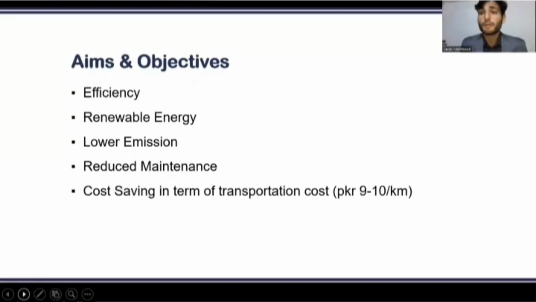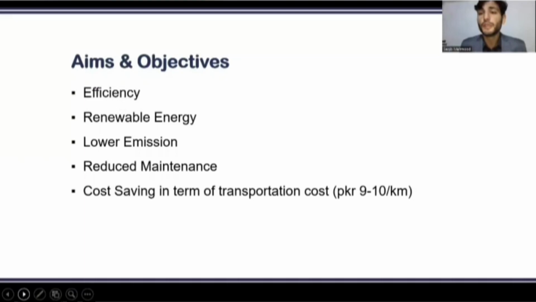The aim and objective of our FYP is that we want to make a motor that is more efficient and directly uses renewable energy, because we know that renewable energy from all the sources from which we can get it is in the form of DC. So without conversion losses, we want to use it directly. Lower emission: there is only heat dissipation in electric motors, so no toxic gases like methane, nitrogen oxides, and carbon dioxide.